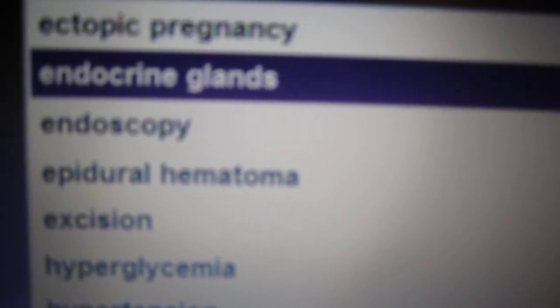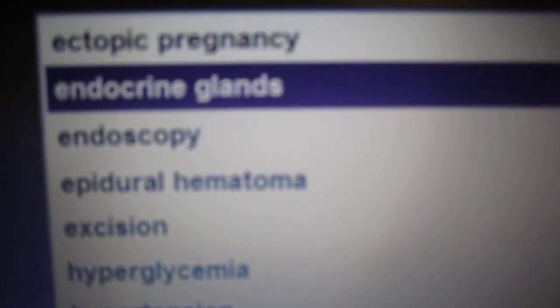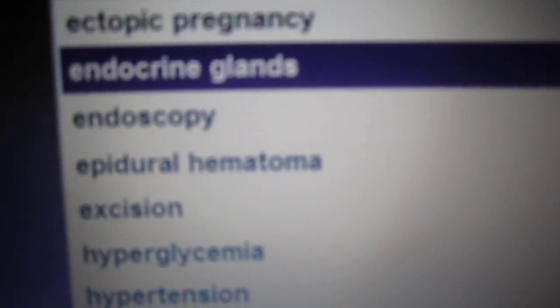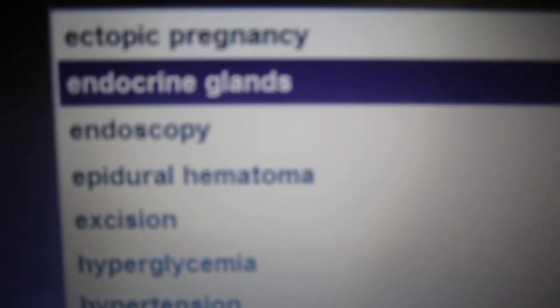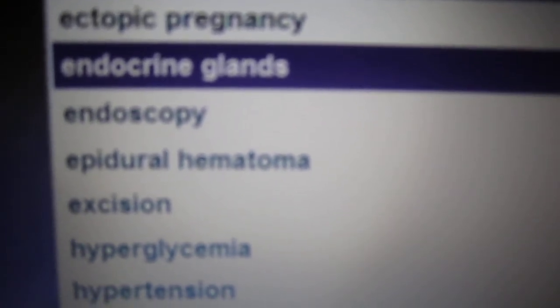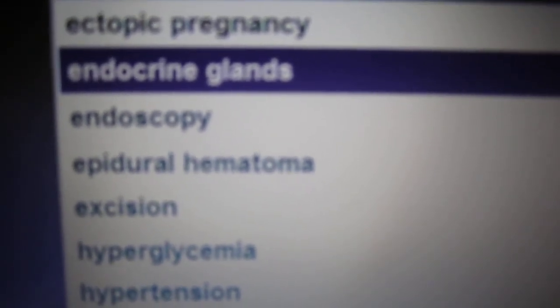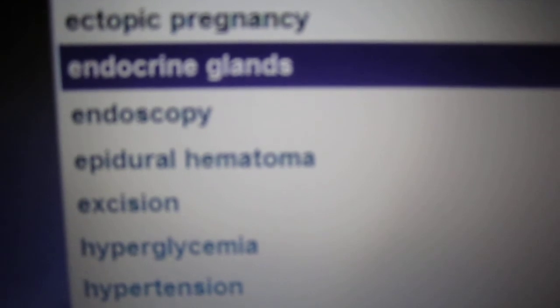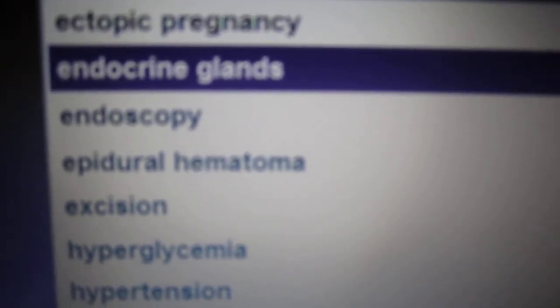Endocrine glands. The prefix endo means within. Crine, C-R-I-N-E, means to secrete. Endocrine glands secrete hormones within the body, directly into the bloodstream. Some examples of endocrine glands are the pituitary, thyroid, and adrenal glands, the ovaries in females, and the testes in males.